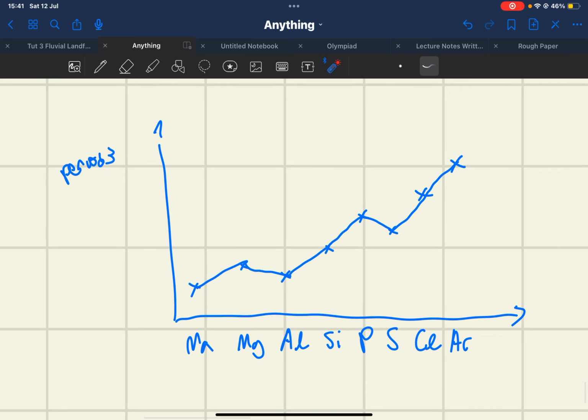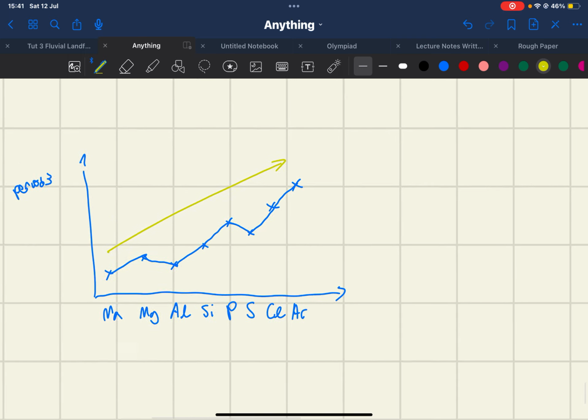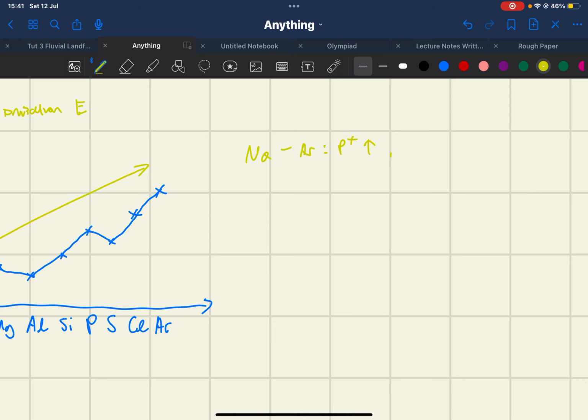So first of all, I want to explain the general trend. The general trend is increasing, like we all can see. Why is the general trend increasing? Again, this is for first ionization energy. From sodium to argon, the proton number actually increases. Therefore, your nuclear charge actually increases.